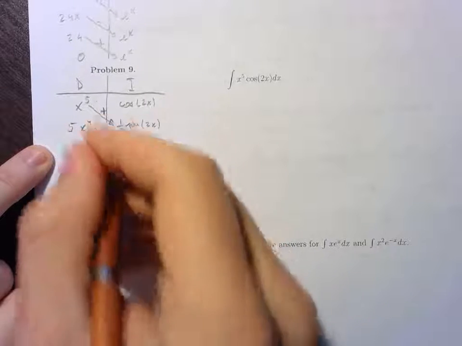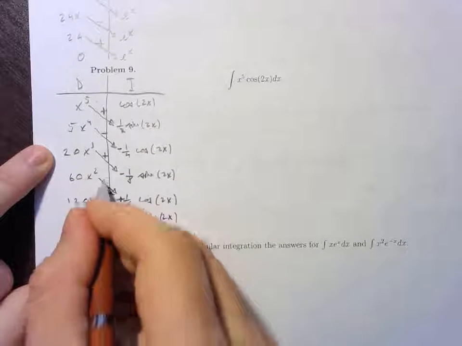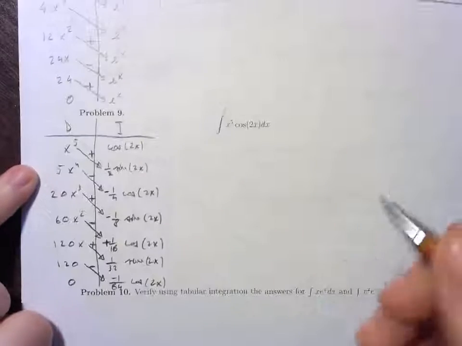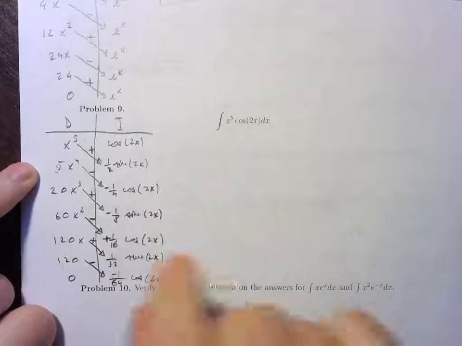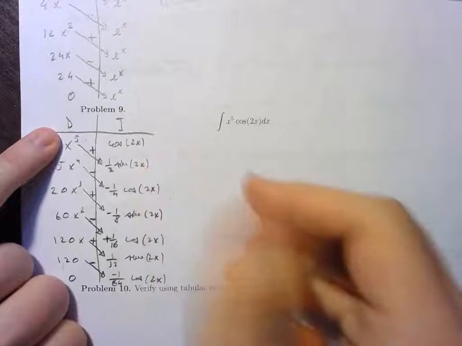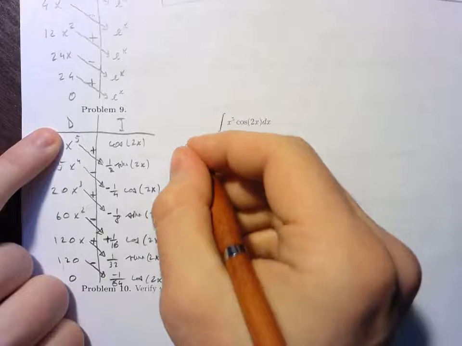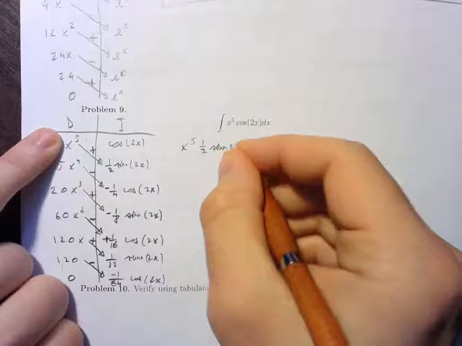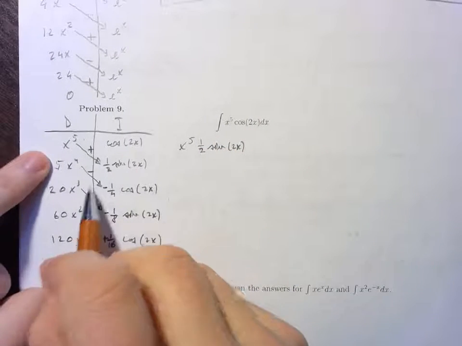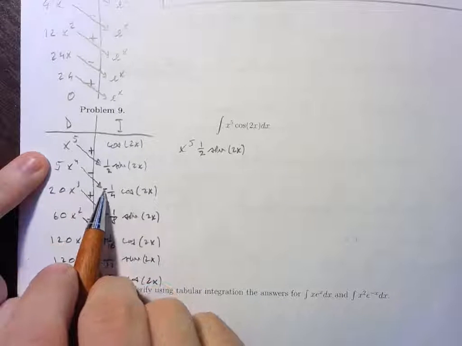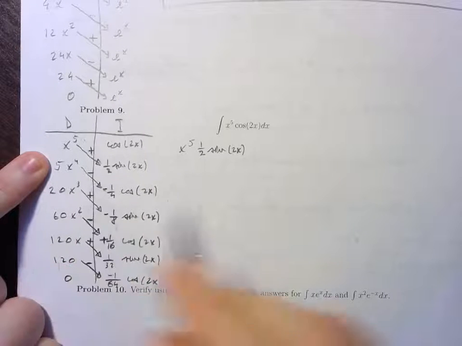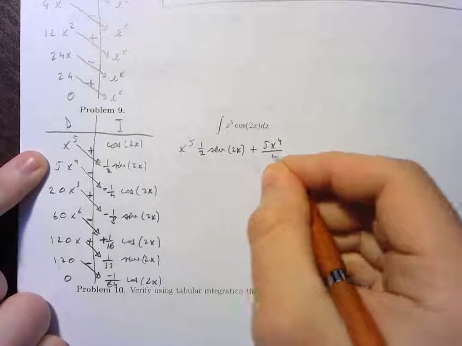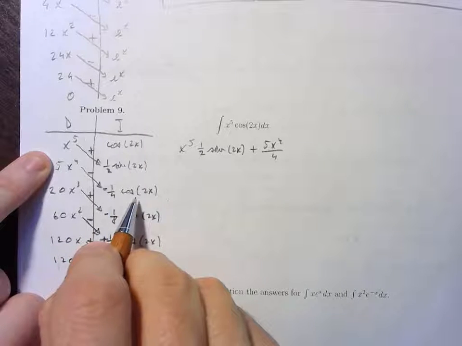I always start with the plus, then minus, then plus, then minus, then plus, and the last one is a minus. And now I can give you the answer just by looking at this table. The first term is x to the fifth times 1/2 sine of 2x. Then the next term has a minus here, but the term here is negative, so that actually is a plus again. 5x to the fourth over 4 from here, cosine of 2x.